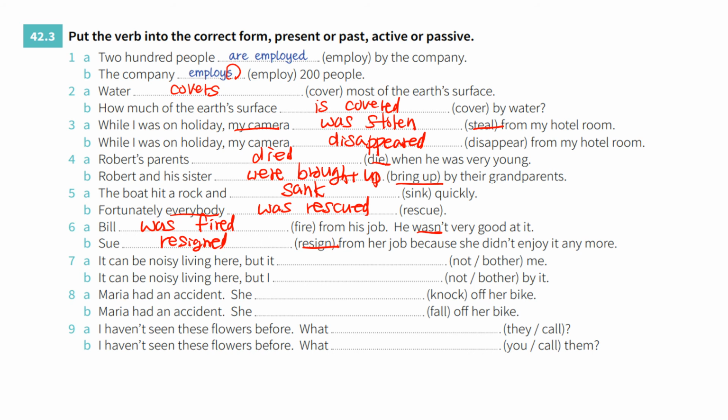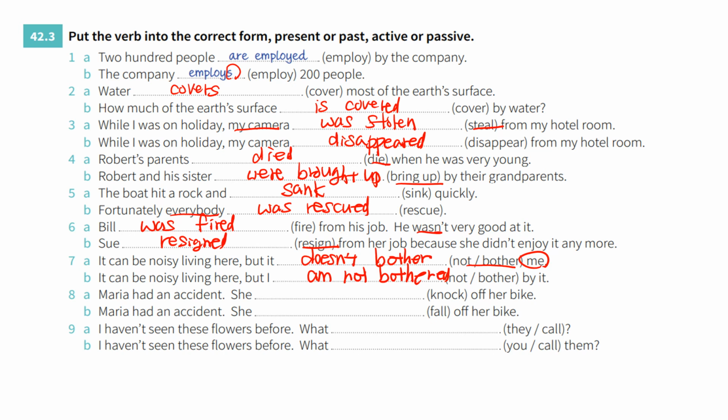It can be noisy living here, but, okay, me, object here, it doesn't bother me. It doesn't, D-O-E-S-N-T, it doesn't bother me. And then it can be noisy living here, but this is present, passive, I am not bothered. I am not bothered by it.